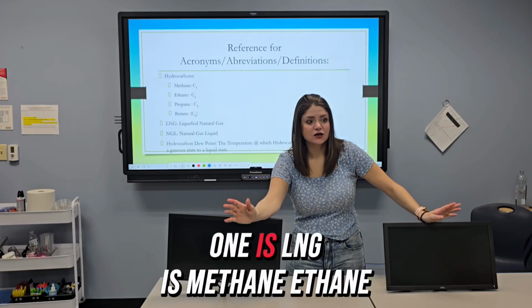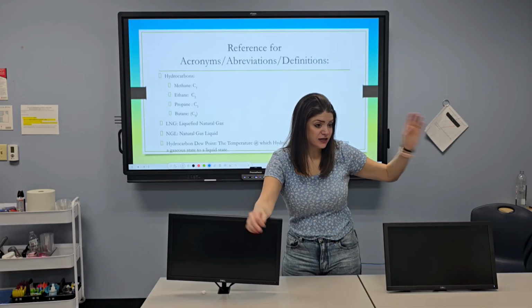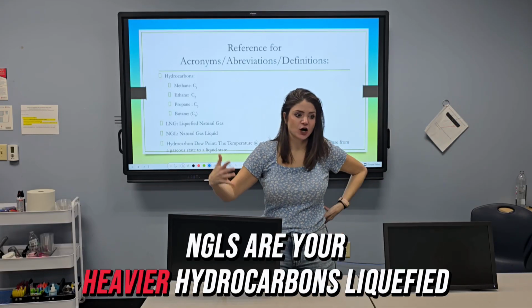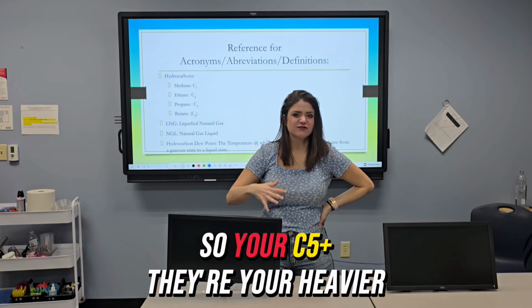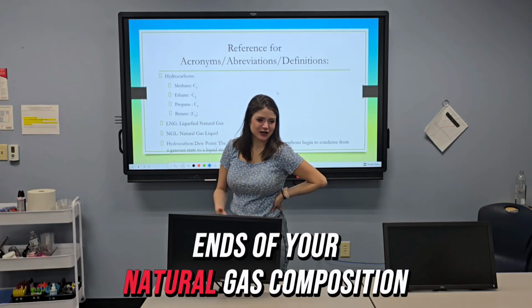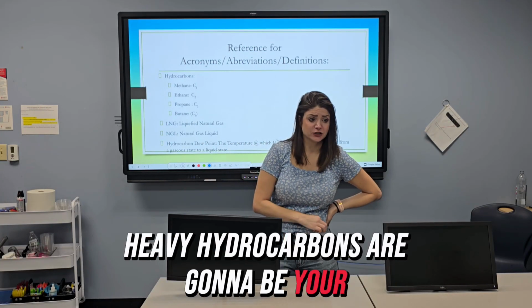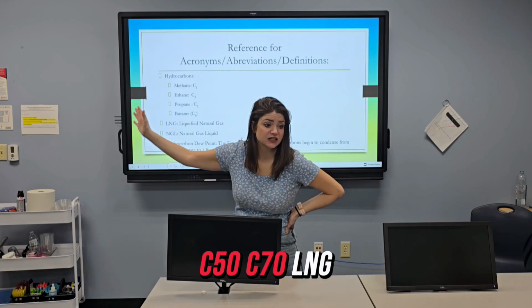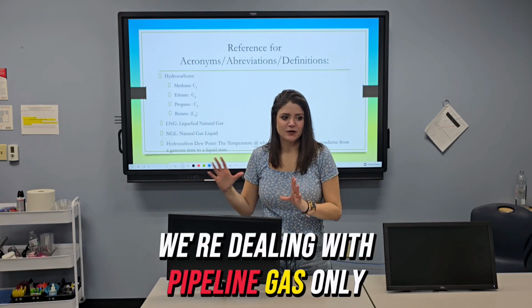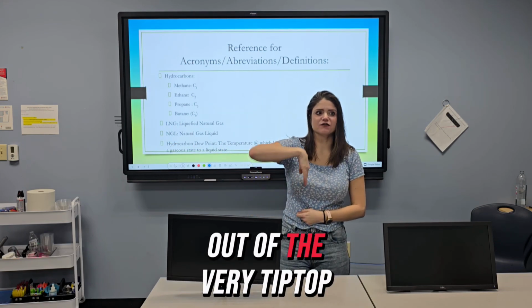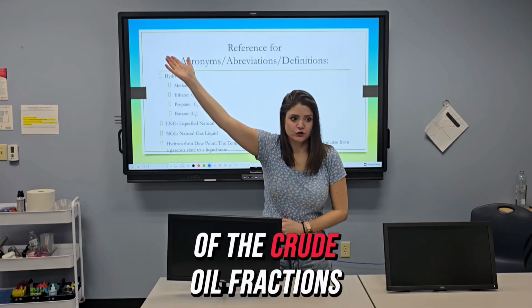LNG is methane, ethane. NGLs are your heavier hydrocarbons liquefied. So your C5+. They're your heavier ends of your natural gas composition, right? In the refineries, heavy hydrocarbons are going to be your C30, C50, C70. LNG, we're dealing with pipeline gas only. So that would be what comes out of the very tip top of the crude oil fractions.